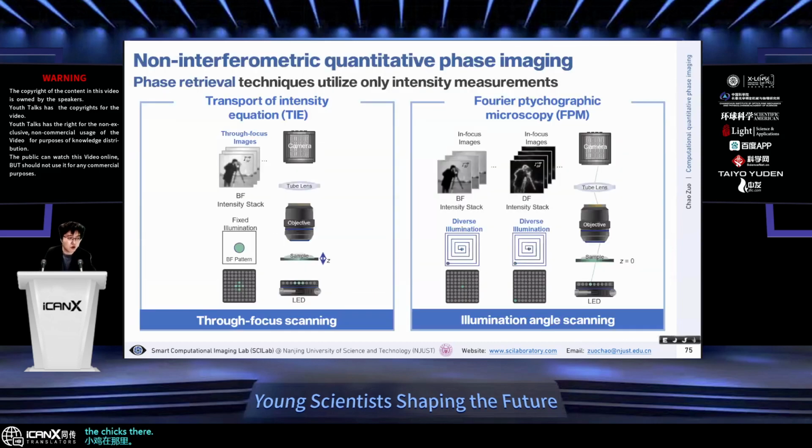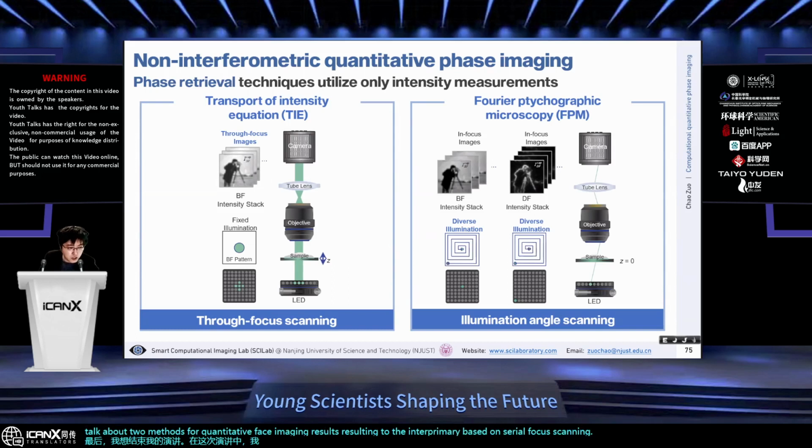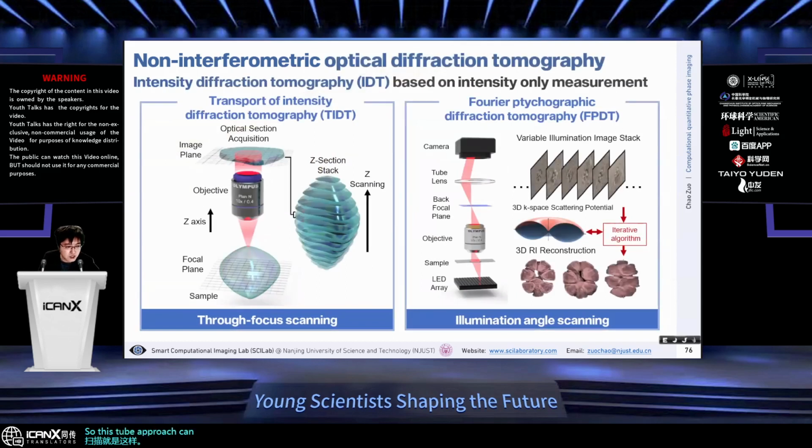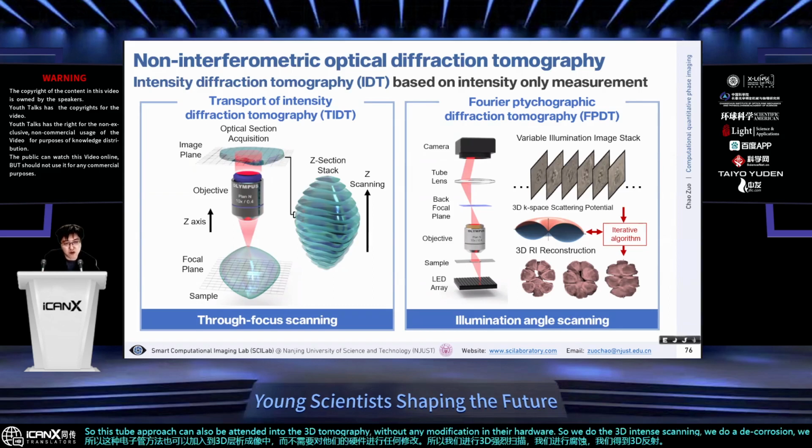Finally, I'd like to conclude my talk. In this talk, I talked about two methods for quantitative phase imaging: the interferometry-free approach based on serial focus scanning, which is the transport of intensity equation (TIE) approach, and Fourier ptychography microscopy based on illumination scanning diversity. These two approaches can also be extended into 3D tomography without any modification in their hardware. So we do the 3D intensity scanning, we do a deconvolution, and we get the 3D refractive index of the sample. We can also use the extended Fourier ptychography from 2D to 3D. We can also recover the 3D scattering potential, the 3D refractive index of the sample.